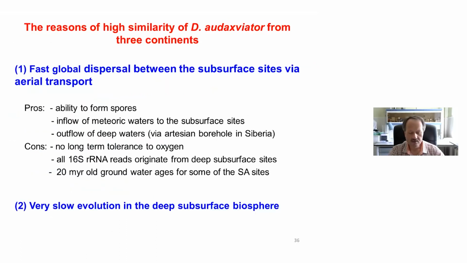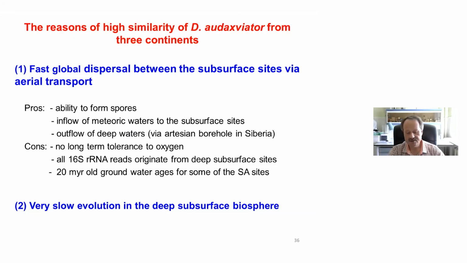Okay, so the extremely high genetic similarity of the Sulfurudis from deep subsurface sites on 3 continents is an established fact. What could be the reason? There are 2 possible explanations. The first is a fast global dispersion between subsurface sites via aerial transport. And the second is very slow evolution in the deep subsurface biosphere. Let's start with the first one.